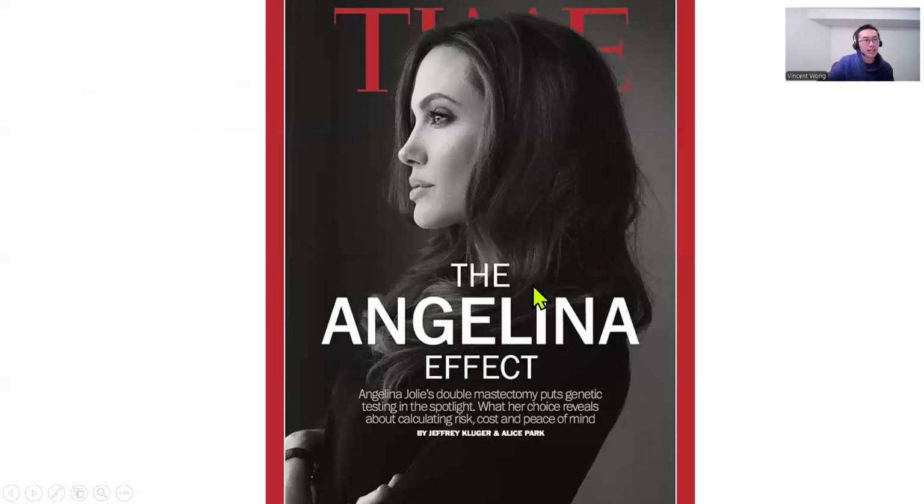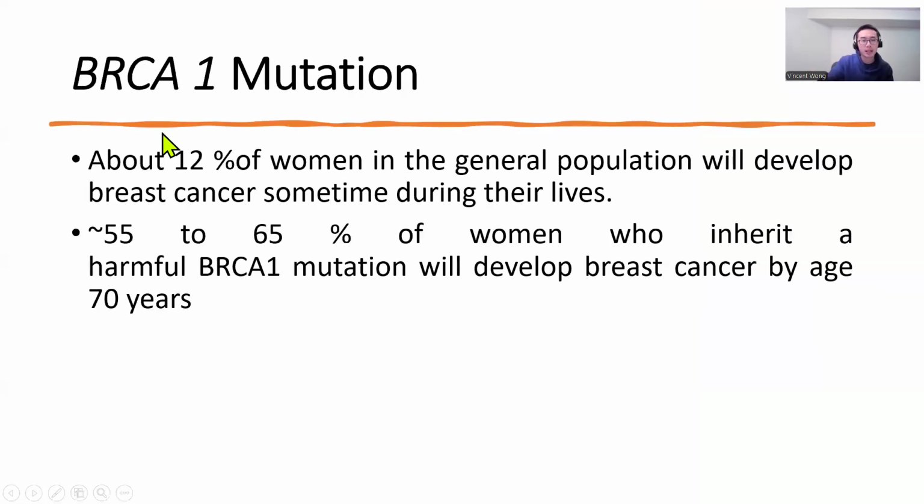Some of you know who she is. She's an actress, Angelina Jolie. Her mother died of cancer, and I think her sister did as well. So she went and screened her DNA profile, and she found out she inherited the mutated BRCA1 gene.